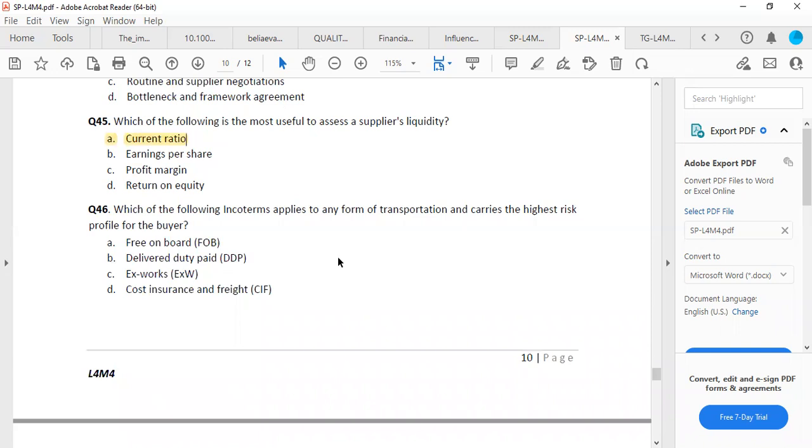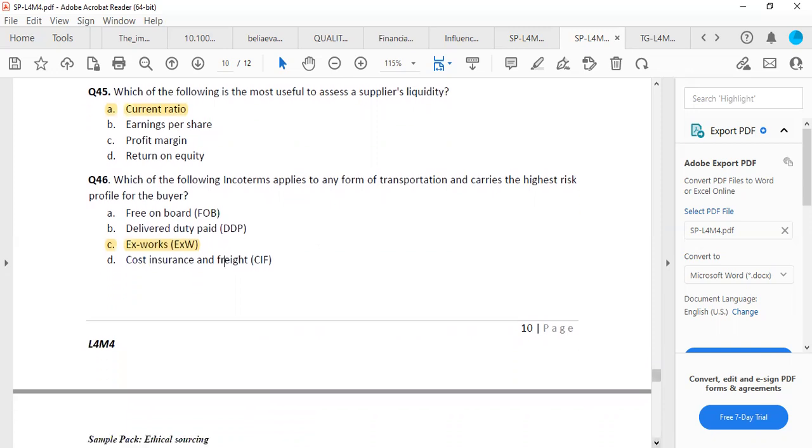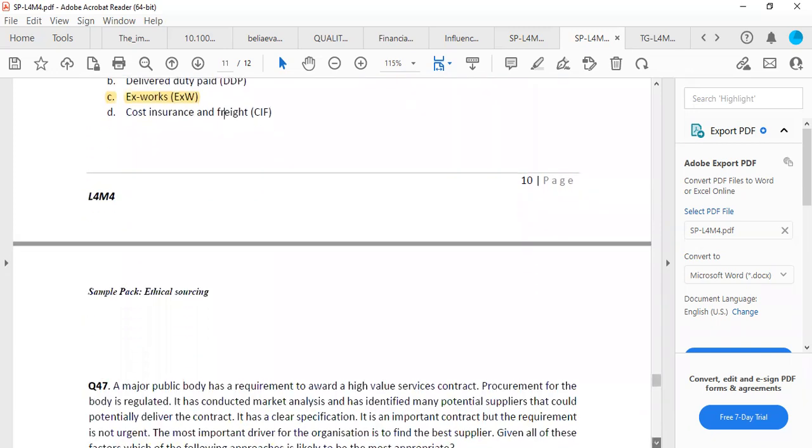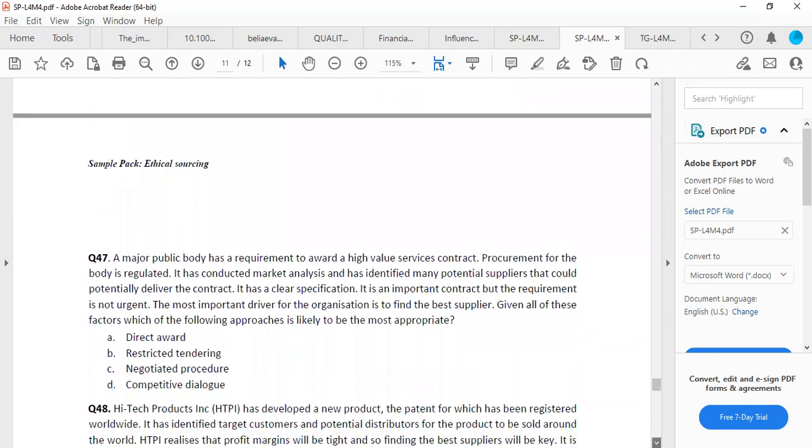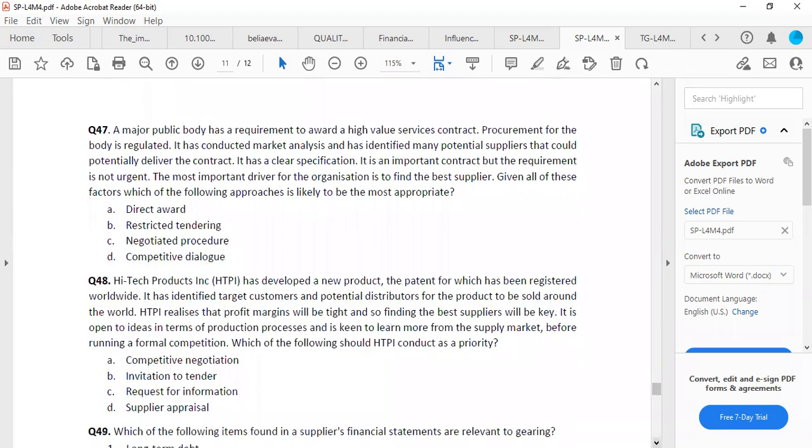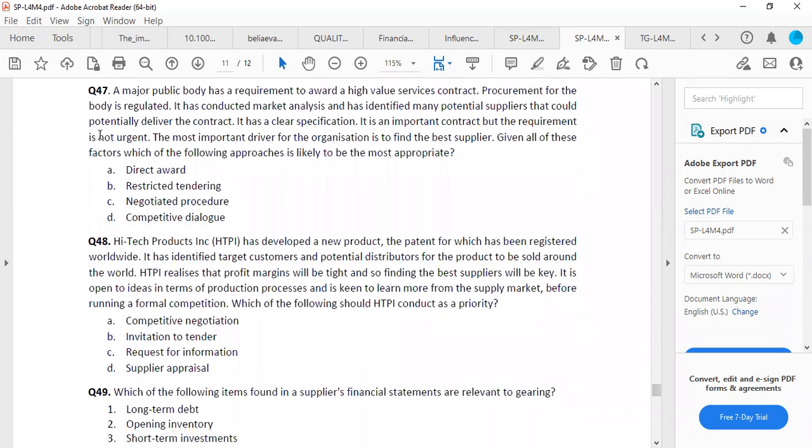Which of the following incoterms applies to any form of transportation and carries the highest risk profile for the buyer? That's Ex Works. Highest risk profile for the buyer is Ex Works. So with Ex Works, the buyer goes to the supplier's premises and picks up the goods.